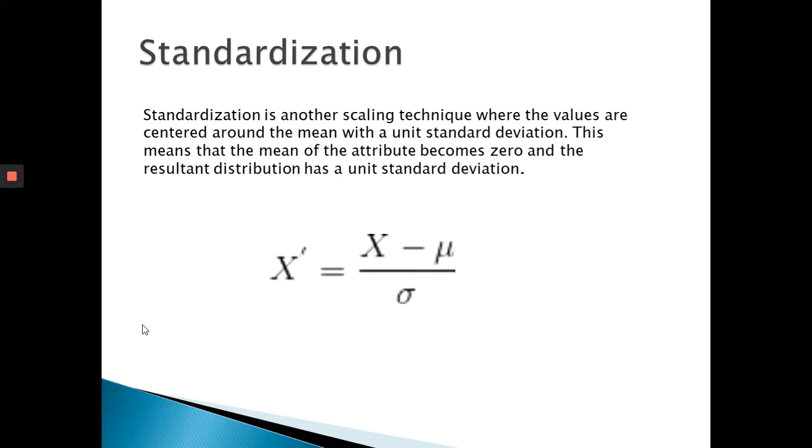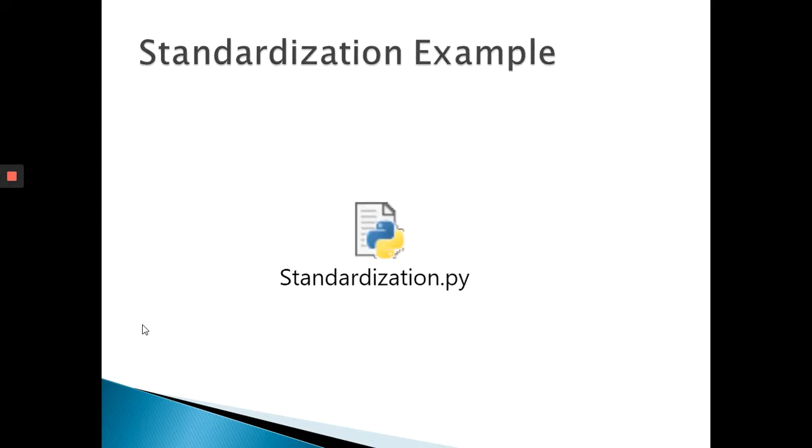Now standardization. Standardization is another scaling technique where the values are centered around the mean with a unit standard deviation. This means that the mean of the attribute becomes 0 and the resultant distribution has a unit standard deviation. You can see the formula over here where the mean and standard deviation are used. And this is an example for standardization in Python.